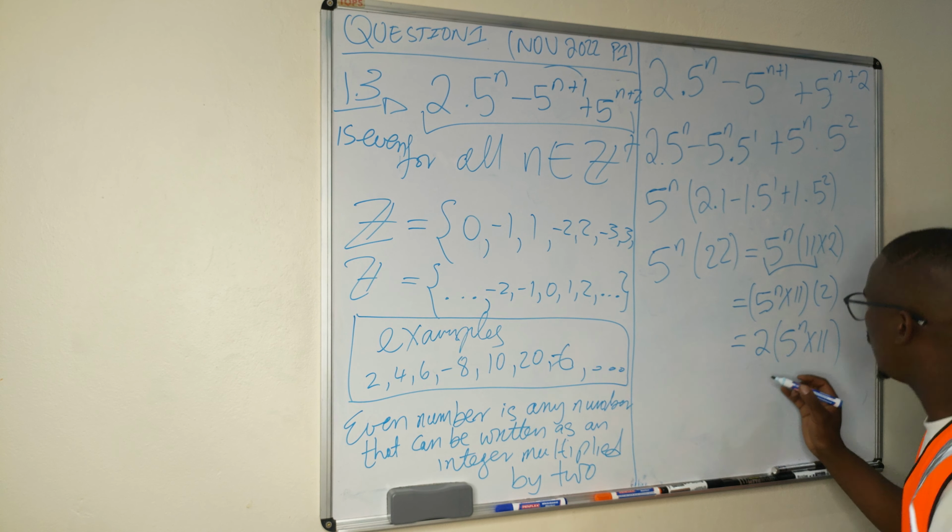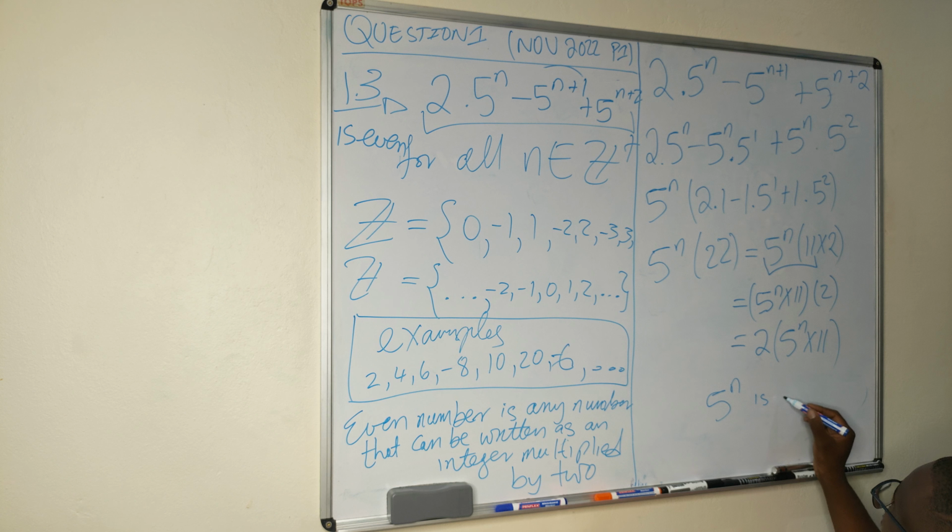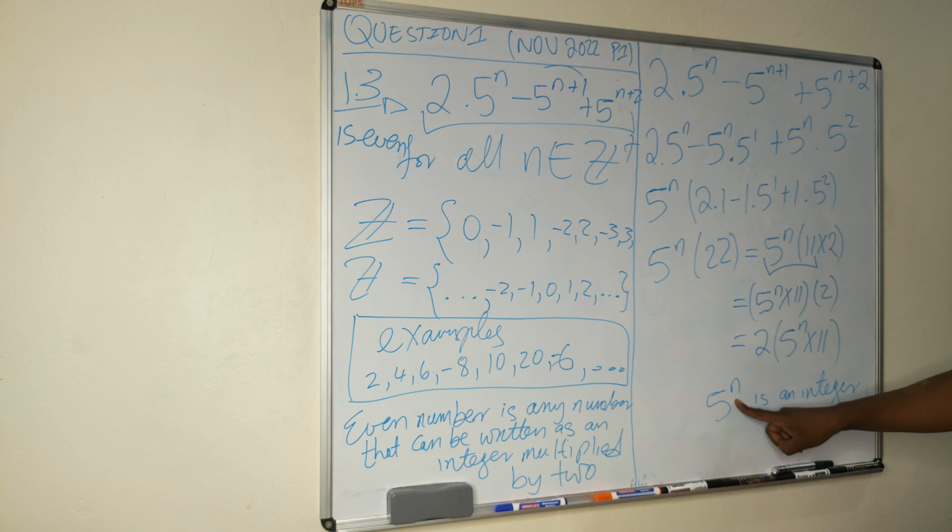So what you can tell here is that 5 raised n is an integer if n is greater than 0, or if n is a positive integer, right? If n is always a positive integer, this would always be an integer as well. Because if it's 1, you have 5. If you have 2, it's 25. If you have 3, it's 125. If you have 4, you have whatever that is.